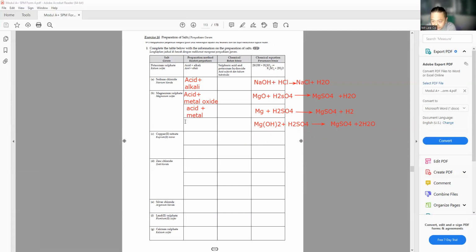I hope you're okay. This is acid plus alkali. Actually, still got carbonate salt, with carbon dioxide one, but I didn't do it. Are you okay with here?